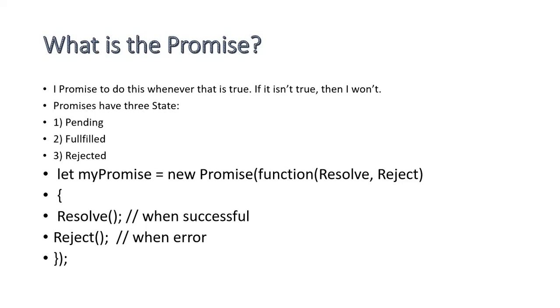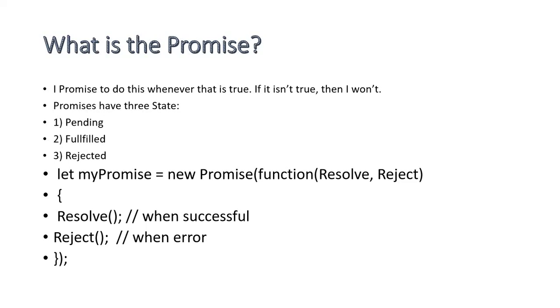Today I'm going to explain the continuation of the last video regarding promises. What is a promise? A promise is something I promise to do whenever the condition is true. If it is not true, then I won't. Promises have three states: pending, fulfilled, and rejected.